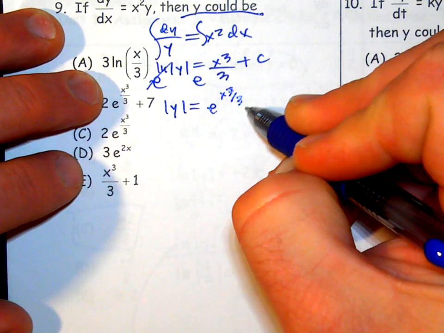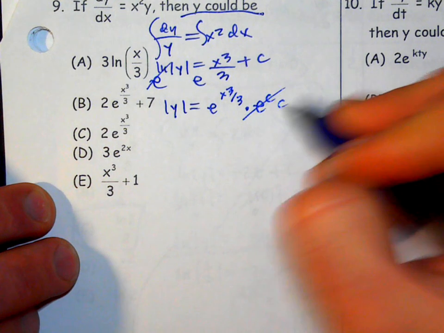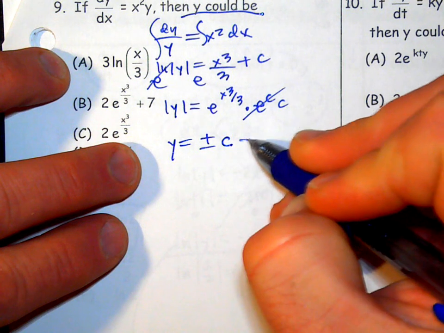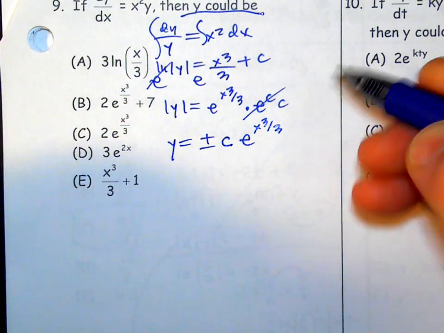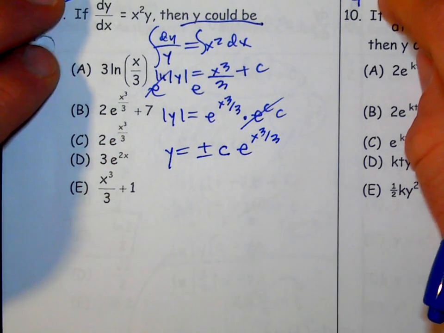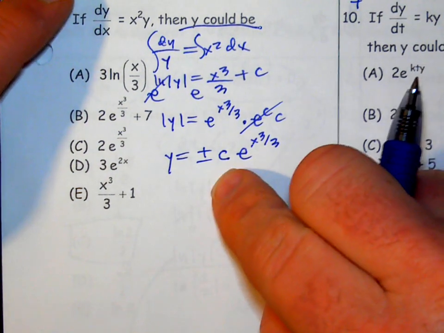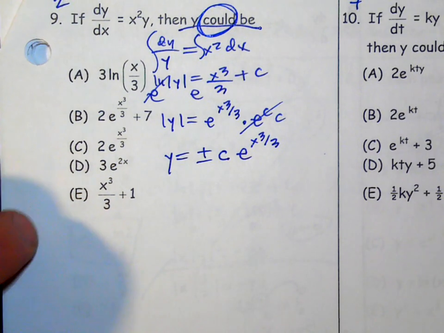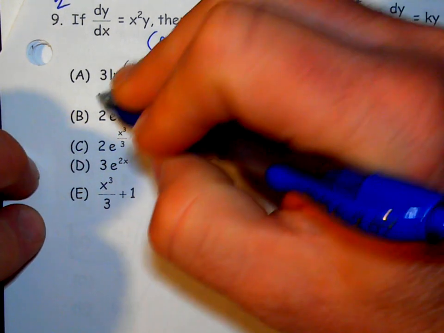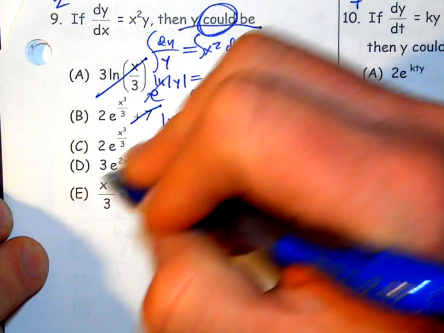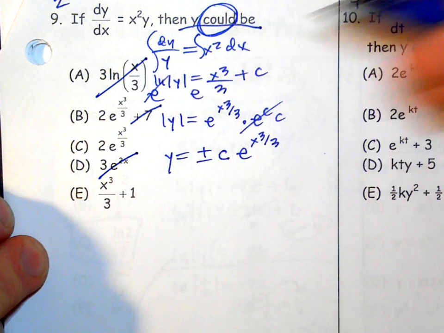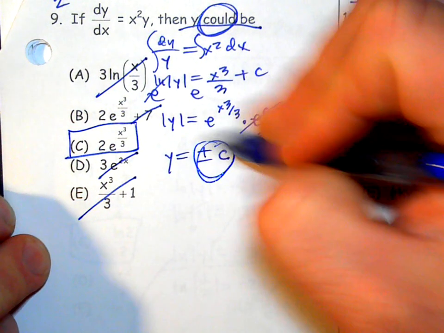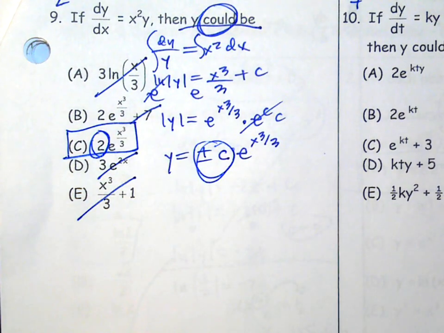I'm going to use rules of exponents, break that up, and then I'm just going to call that a c. And then to get rid of the absolute value, you can do plus or minus. So I'm going to say plus or minus c e to the x cubed over 3. So I'm looking for an answer that has plus or minus a number times e to the x cubed over 3. And it says could be. So there's no plus 7. There's no natural log. There's no e to the 2x. This is it right here. This has plus or minus some number times e to the x cubed over 3.